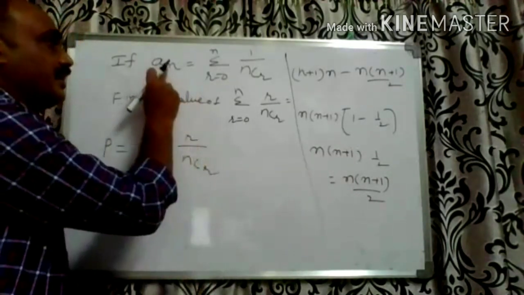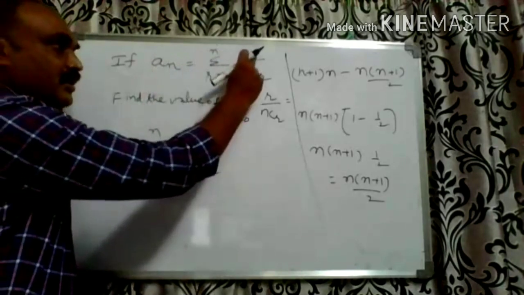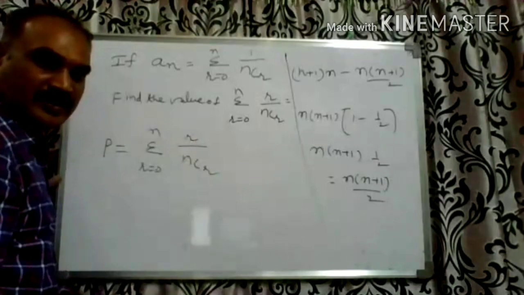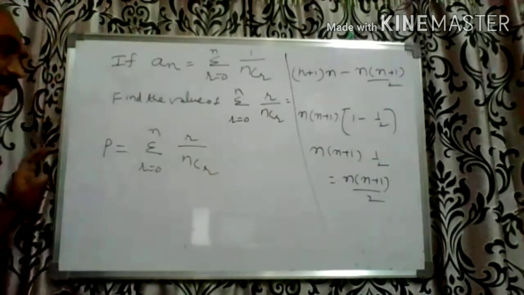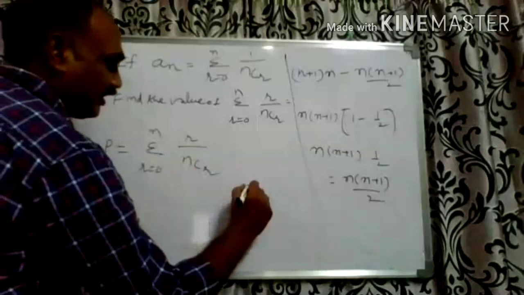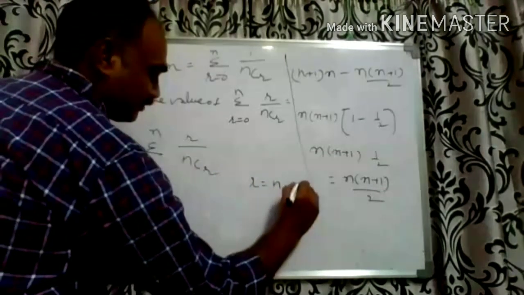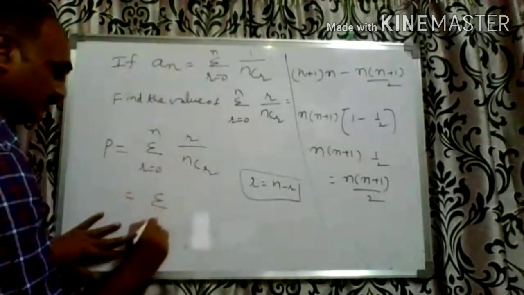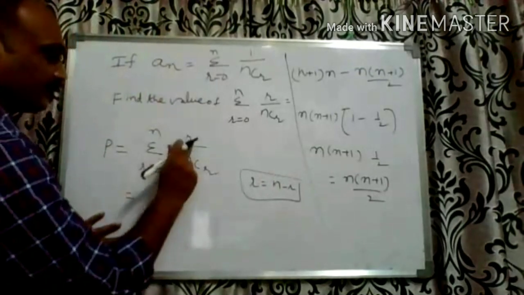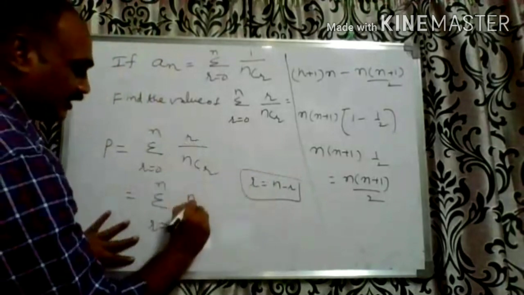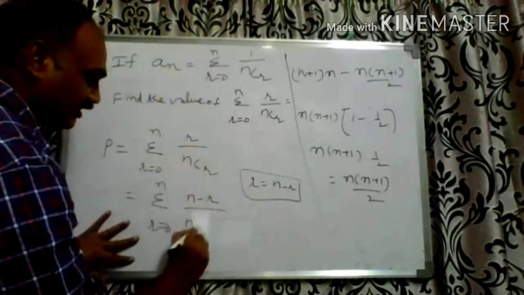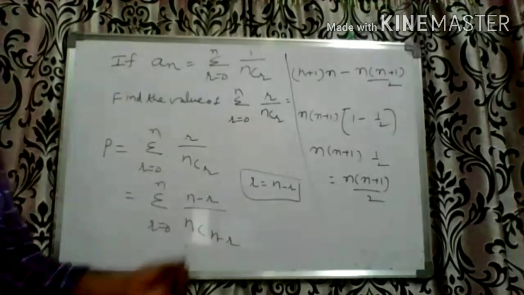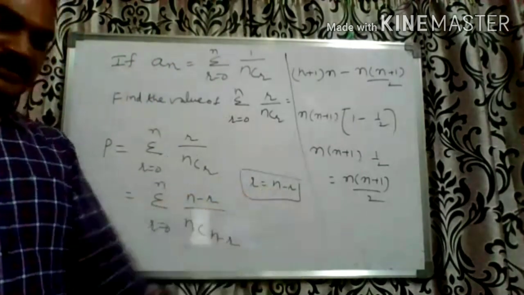If An is equal to sigma R is equal to 0 to N of 1 by NCR, find the value of sigma R is equal to 0 to N of R by NCR is equal to. Substitute, put R is equal to N minus R. In place of R, N minus R. Sigma R is equal to 0 to N, in place of R, N minus R, so N minus R by NC N minus R. Substitute in place of R, N minus R.